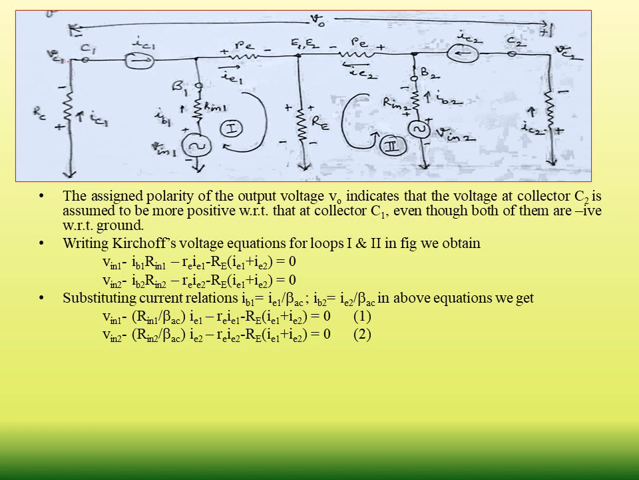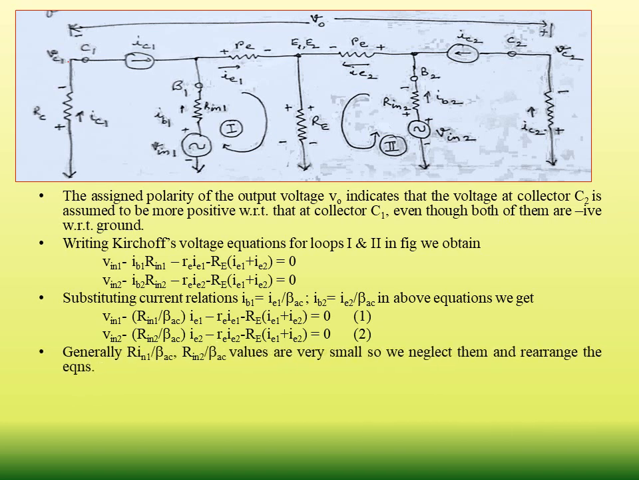Now, this can further be simplified if we consider RIN1 upon beta AC to be very small. Generally, it is very small, so we neglect them. And finally, the leftover terms can be rearranged in terms of IE1 and IE2. We get equations 3 and 4.